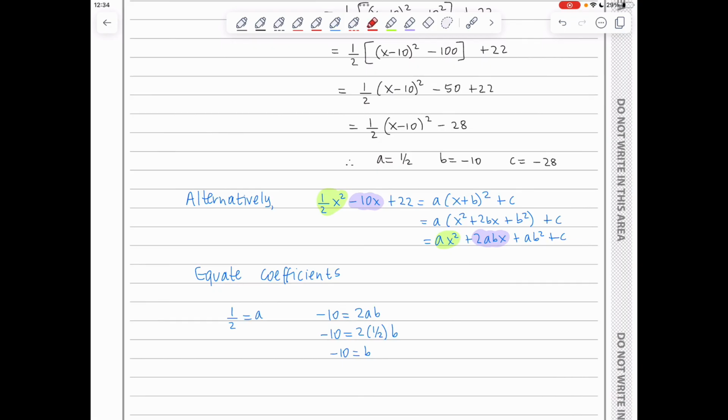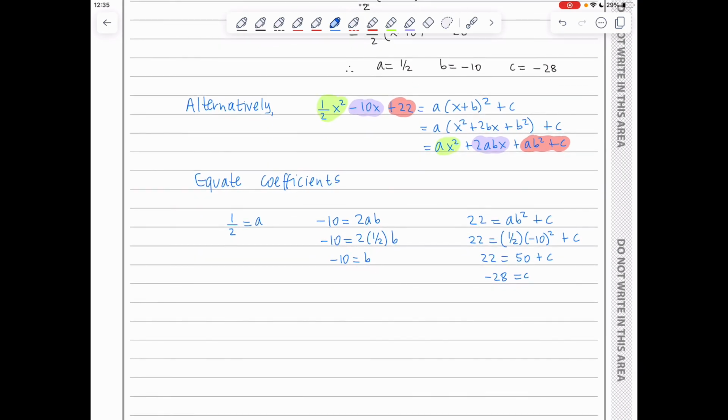And finally, if we look at the constant term, the plus 22, this is equal to ab squared plus c. So we have that 22 is equal to ab squared plus c. We have already established that a is a half and b is negative 10, so I substitute this into the equation. We get that 22 is equal to 50 plus c, which leads to minus 28 being c. The only thing missing is to write the expression with the values of a, b, and c we just found.